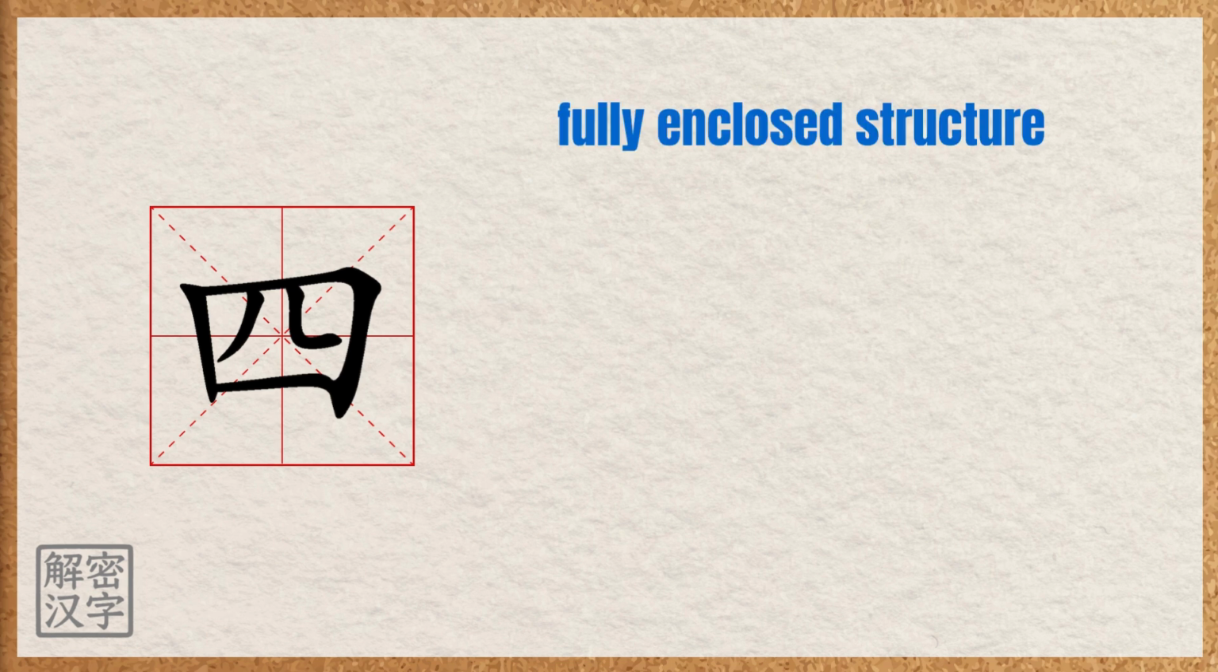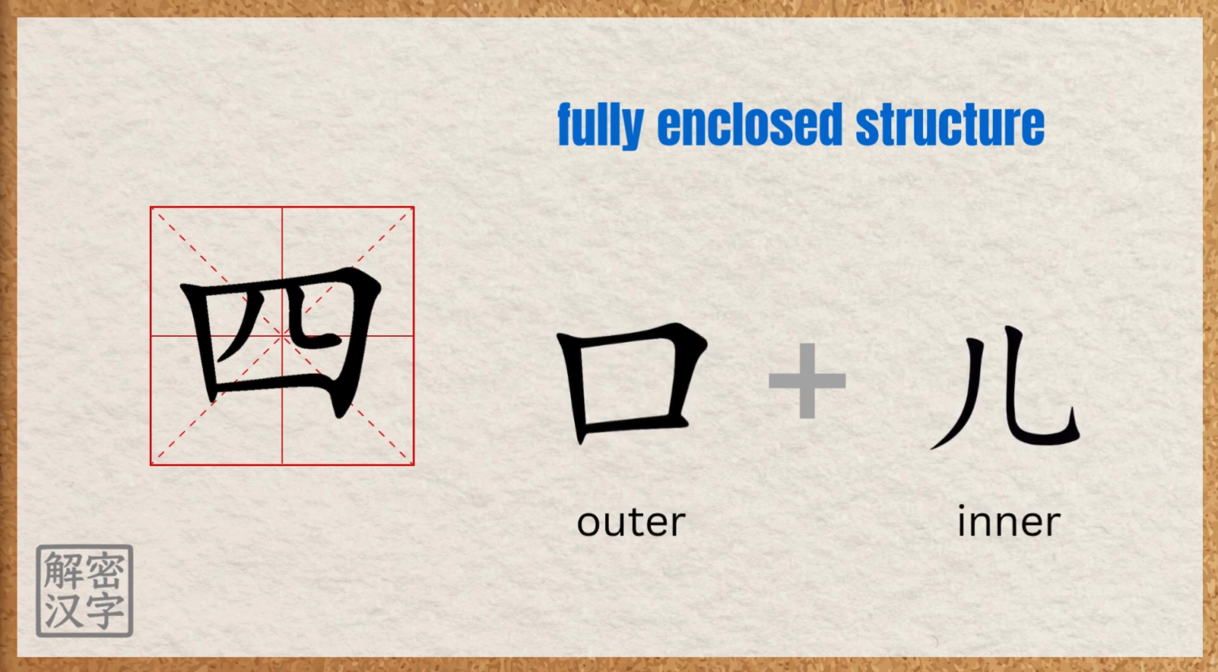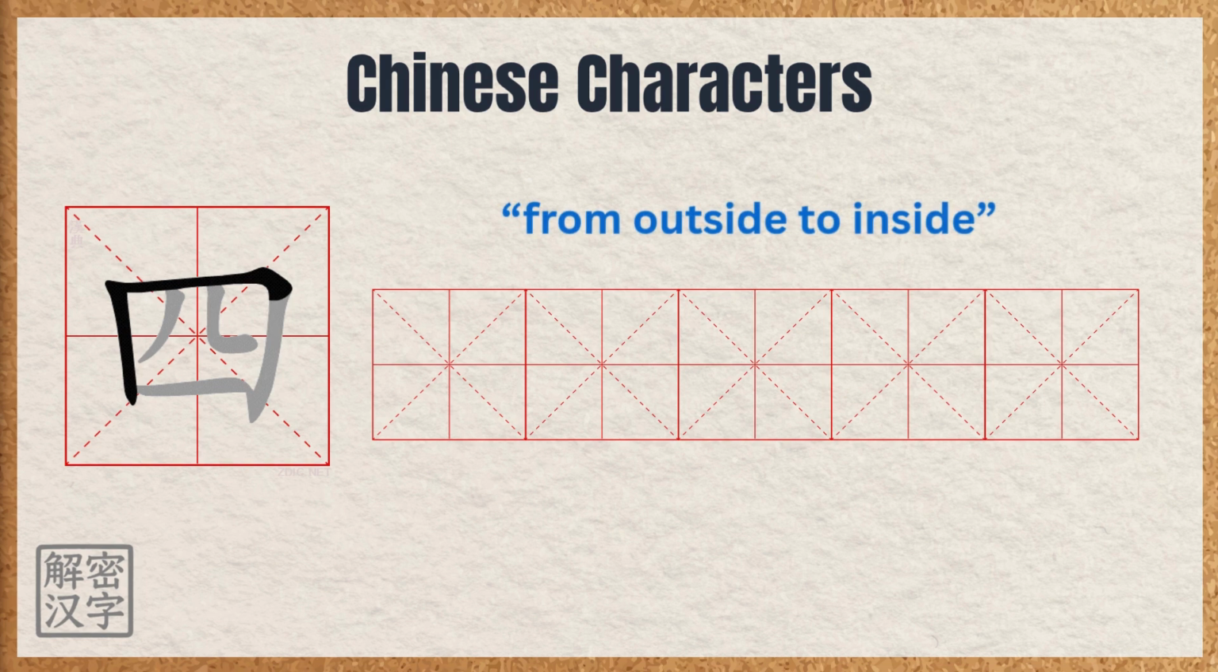Now, let's look at how this character is written. The character si is a fully enclosed structure character. It is made up of 2 parts, the outer component, kou, and the inner component, er. According to the writing rule from outside to inside, we begin by writing the strokes of the outer, kou. Start with the vertical stroke on the left. Then write the vertical bending hook on the right side.